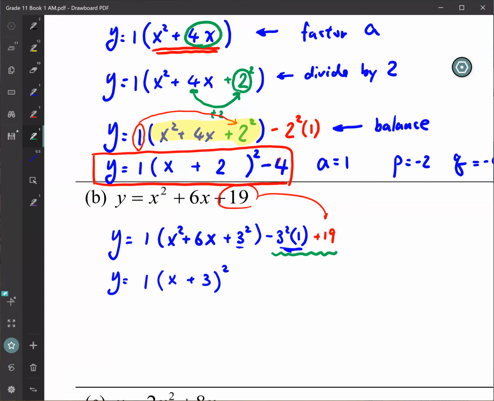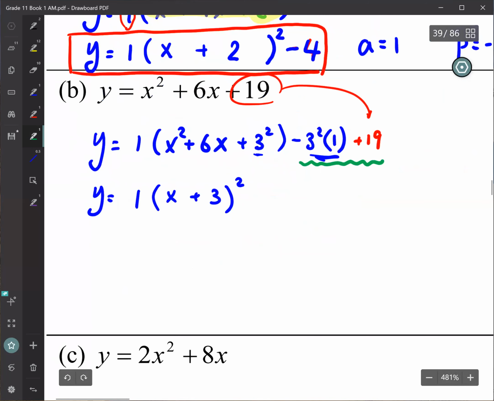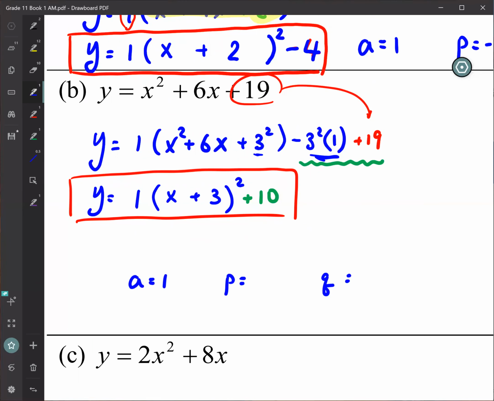So Colin, what do you get? The green part. Yeah, what do you get at the green part? I got plus 10. Plus 10, very good. So there is our standard form. Same thing, please write out the APQ. You can see that every question you just need 2 lines, then you finished. So A is 1, I'll do that for you. And PQ, are you sure? What's the P and Q?